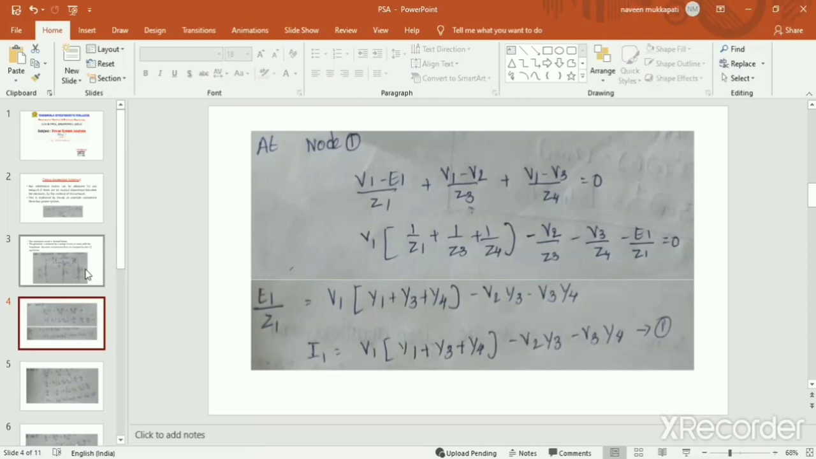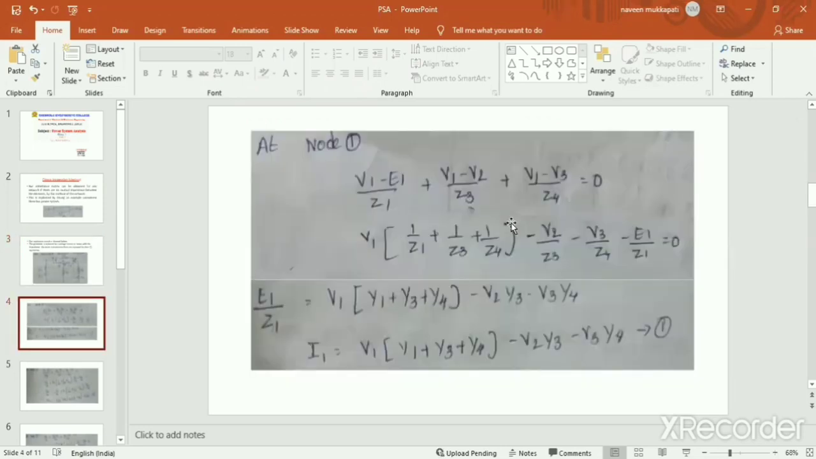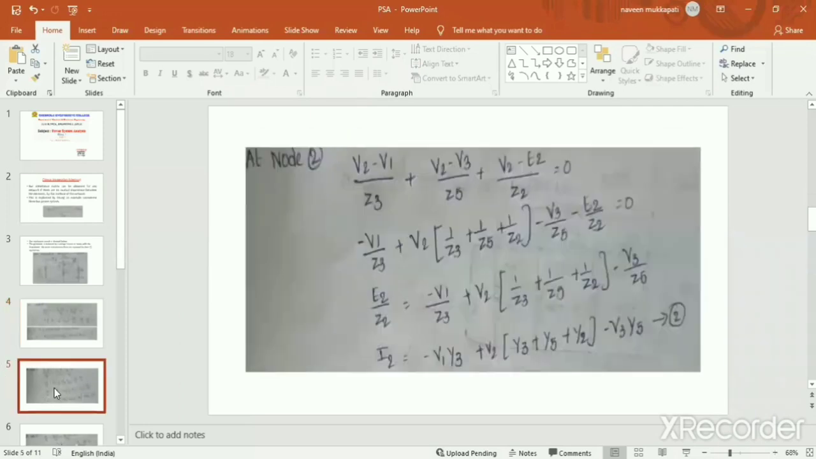First of all, apply KCL at node 1. What is that KCL? That is V1 minus E1 by Z1 plus V1 minus V2 by Z3 plus V1 minus V3 by Z4. After that, we simplify that equation. Then it will be rewritten as I1 is equal to V1 into (Y1 plus Y3 plus Y4) minus V2 Y3 minus V3 Y4. This is equation number 1.